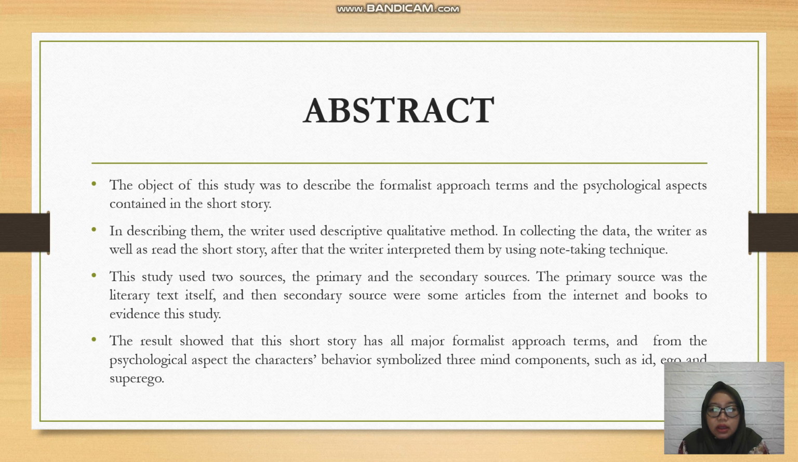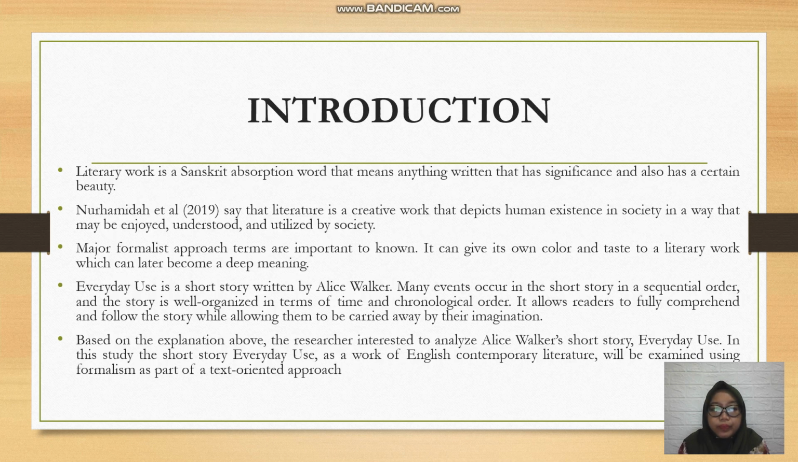In collecting the data, the writer read the short story. After that, the writer interpreted it by using a note-taking technique. The study used two sources, the primary and the secondary source. The results showed that this short story has all major formalist approach terms, and from the psychological aspects, the characters' behavior symbolized three main components, such as id, ego, and superego.